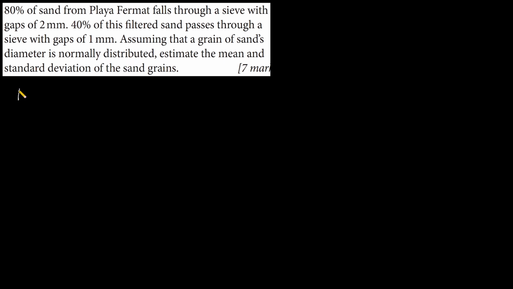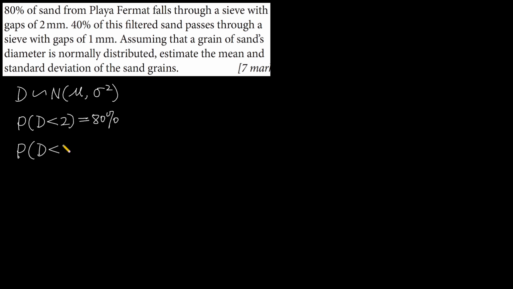So the diameter of the sand follows the normal distribution, mu, variance. And the question tells us that the probability that the diameter is smaller than 2 mm is 80%. And the probability that the diameter is smaller than 1 mm, given that the diameter is smaller than 2 mm, equals 40%. So this one is a conditional probability.